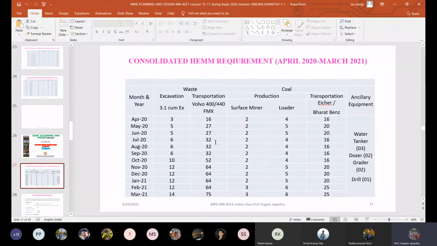So to deal with these three excavators, and then for transporting with two surface miners, already you have seen the numbers and how they could arrive at them, considering the number of working hours.